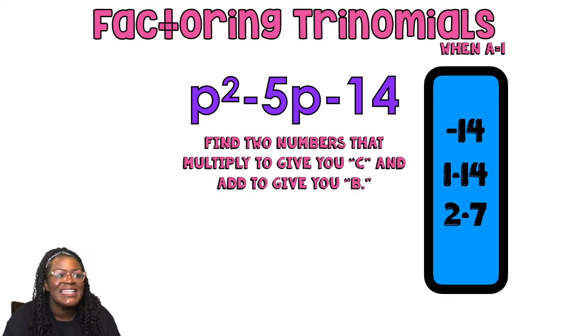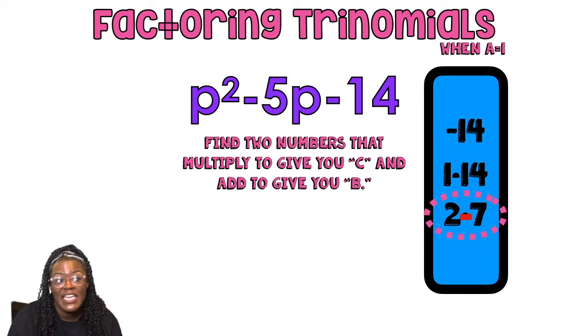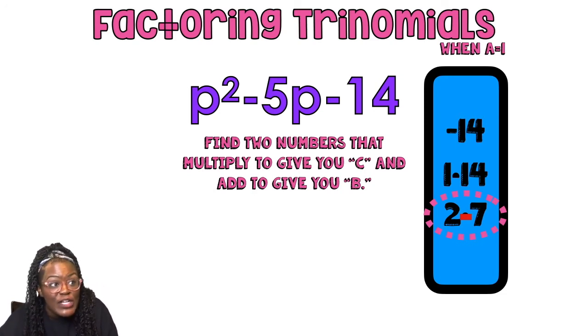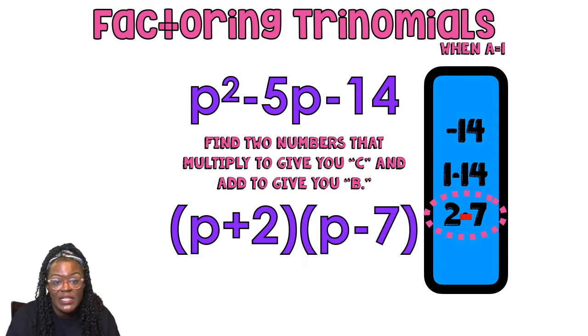So which one can give me a negative 5 by addition or subtraction? Well, that's going to be the 2 and the 7. But the 7 has to be negative for that 5 in the middle to be negative. And one of the numbers has to be negative because when I multiply them, they need to give me a negative 14. And this combination does exactly what I want it to do. It does both. It solves the riddle. What are two numbers that multiply to give you negative 14, and those same two numbers add to give you negative 5? That's the riddle. And once I find the combination, I take my variable, which is P in this case, and I say P plus 2, P minus 7. Bada bing, bada boom, baby. And you did it. You factored.